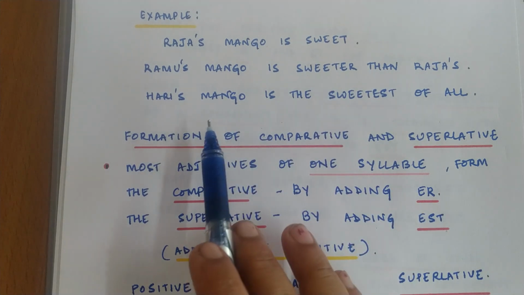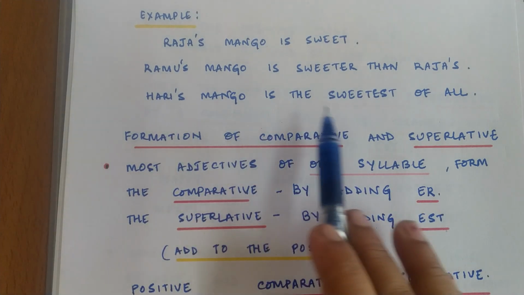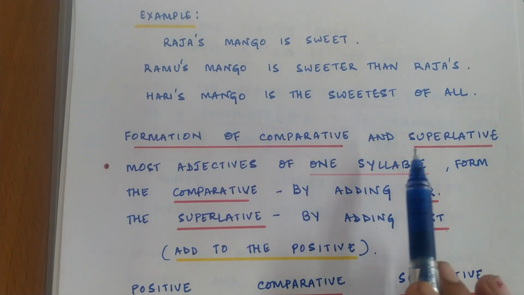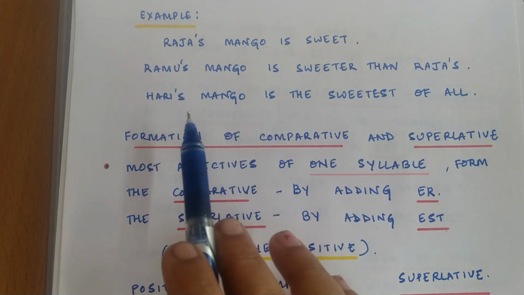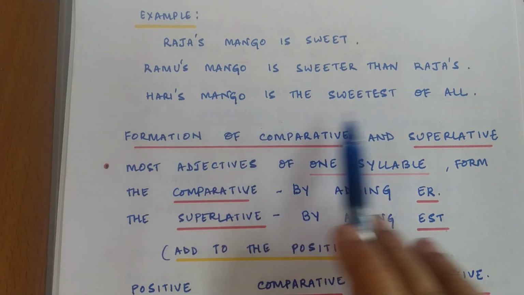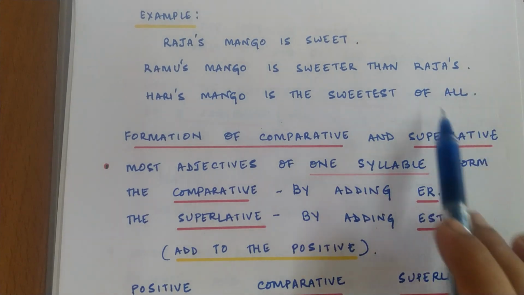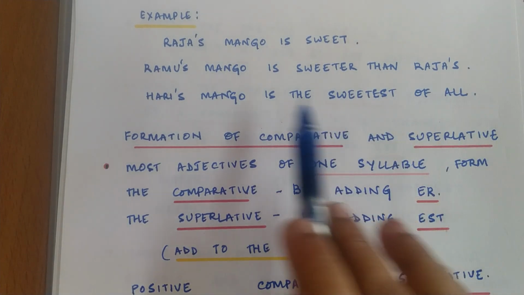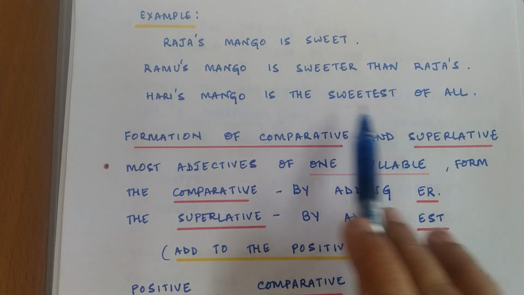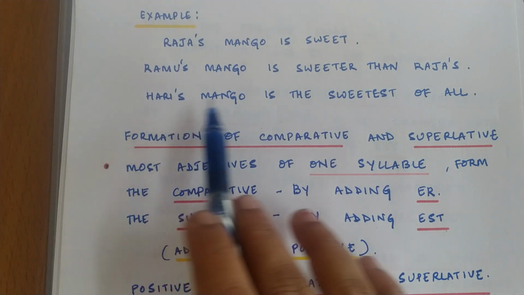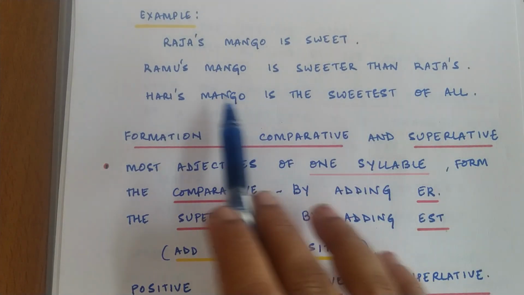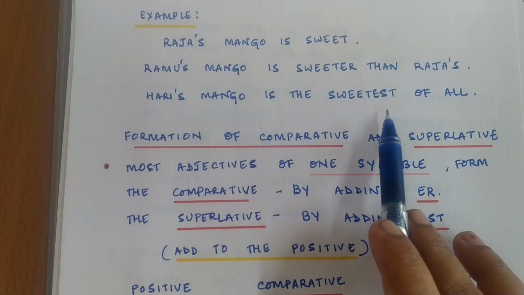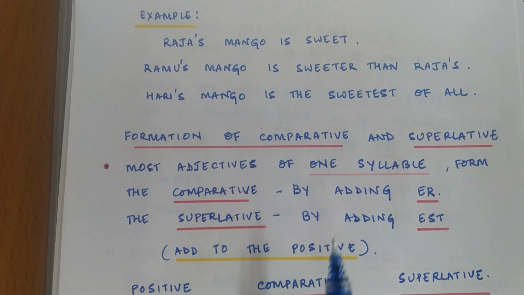Now in the third example, Hari's mango is the sweetest of all. That means we are not just comparing mangoes of two people. We are comparing a larger number of people to find out whose mango is the sweetest. So the statement says that Hari's mango is the sweetest of all. This is the superlative form of comparison of the adjective.